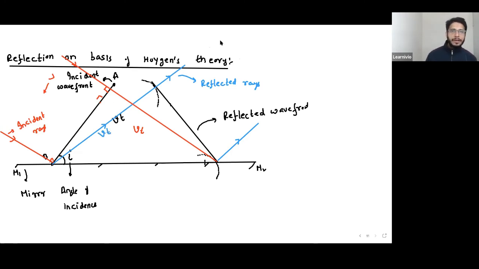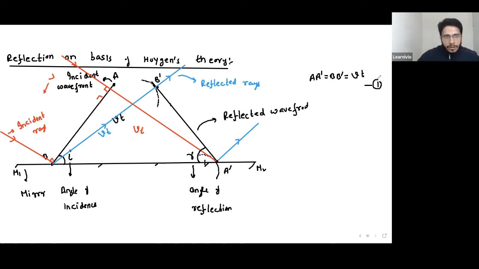So this AB here is an incident wavefront. I call this point A prime and I call this point B prime. This A prime, B prime is basically a reflected wavefront. This angle here, we represent it by R. This is the angle of reflection. Here, A prime is exactly equal to B prime, which is equal to V into T. This is basically the radius of the wavelet.